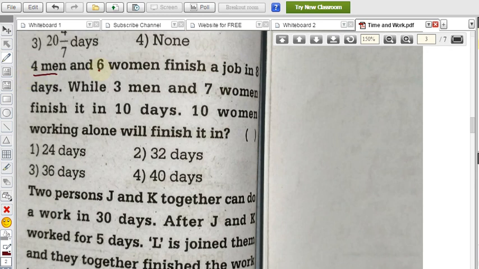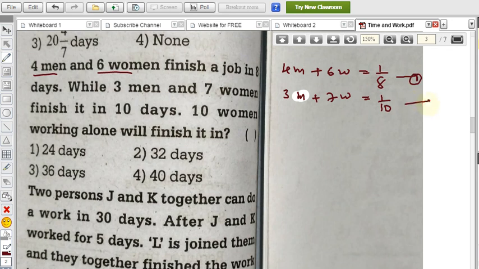For example, one question says: 4 men and 6 women finish the job in 8 days, 3 men and 7 women finish in 10 days, 10 women working alone will finish it in how many days? We have done a similar problem previously. Work done by 4 men and 6 women in one day is 1 by 8. Next, 3 men plus 7 women can do the work in one day is 1 by 10.